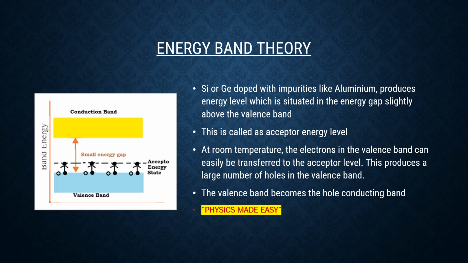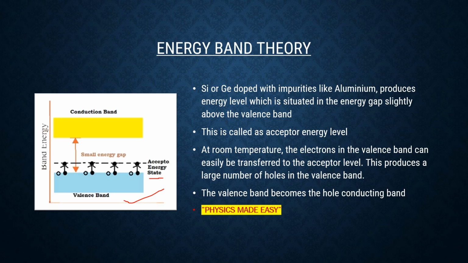So here we can see the diagram. Here is the valence band and the conduction band. When a pure semiconductor is doped with trivalent atoms, the trivalent atoms behave as acceptor atoms, and the energy level is created near the valence band.